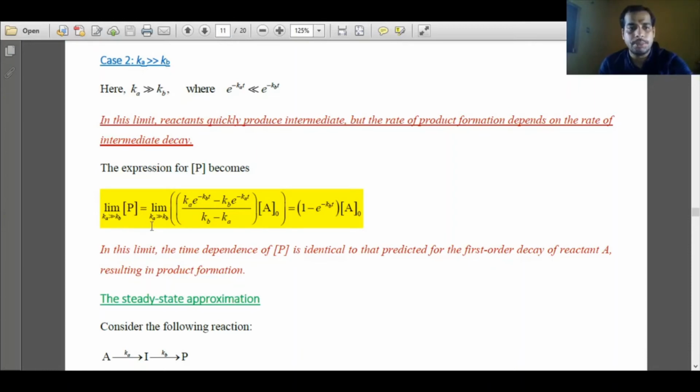So again, we substitute this condition into the product concentration expression. When Ka is much greater than Kb, we can say that e to the power minus Kat is smaller than e to the power minus Kbt. So we can ignore e to the power minus Kat, the second term of the numerator. The complicated looking expression can then be simplified to e to the power minus Kbt times A0. That is, the product concentration depends only upon Kbt. That is the slow step of the reaction.